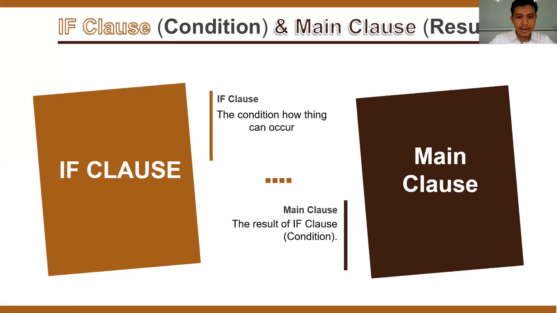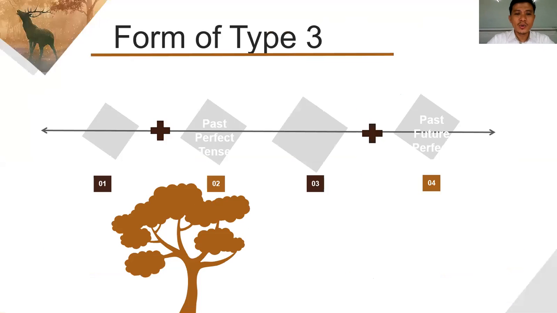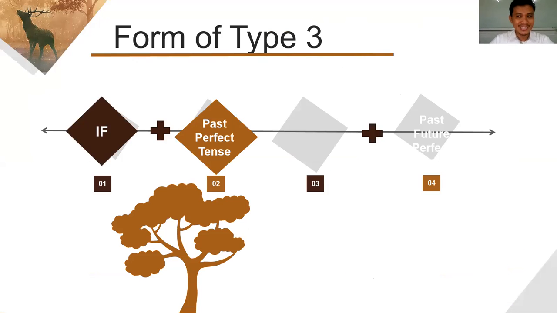Okay, right. So next is the form of type 3. What is the form of type 3? We're going to start with if, and then after if is followed by past perfect tense. Have a look at my previous sentence. I said, if I had, there are two had there. Yes, because the first had is the helping verb and the second had is the main verb or the ordinary verb. So why do we have two? We have two had but different functions.